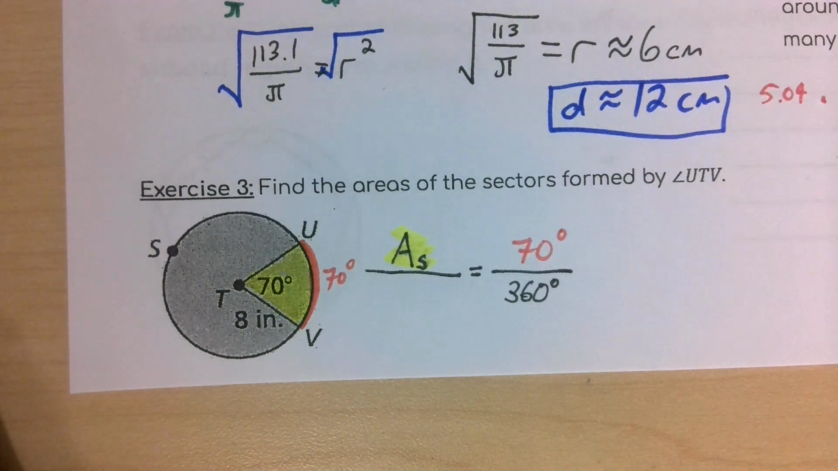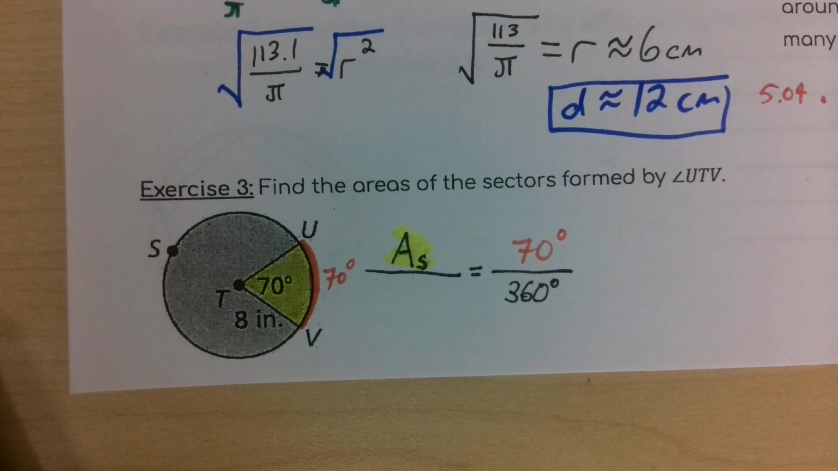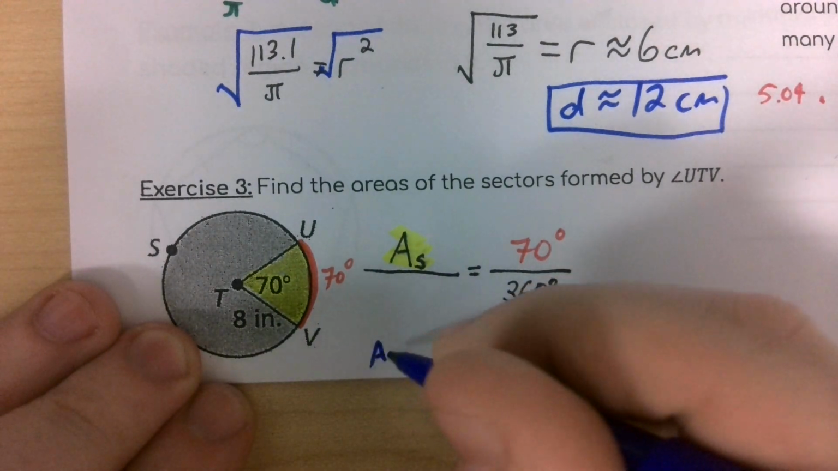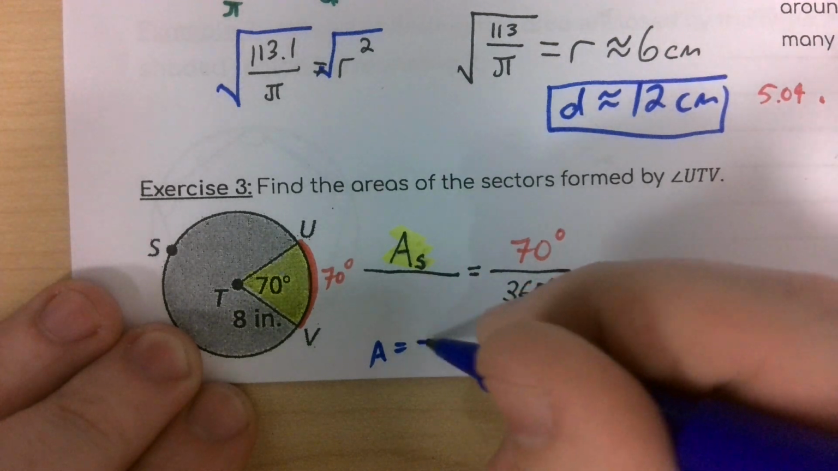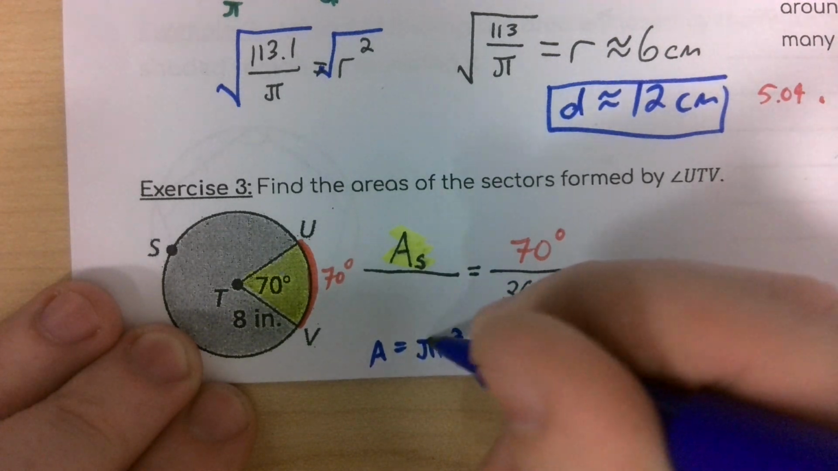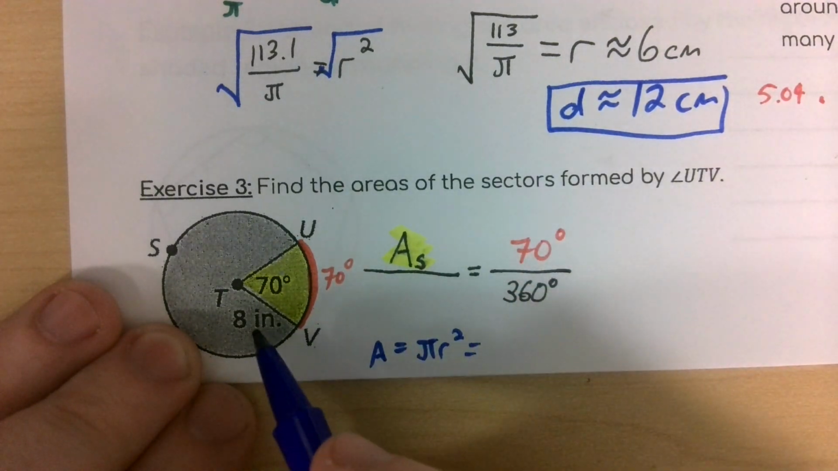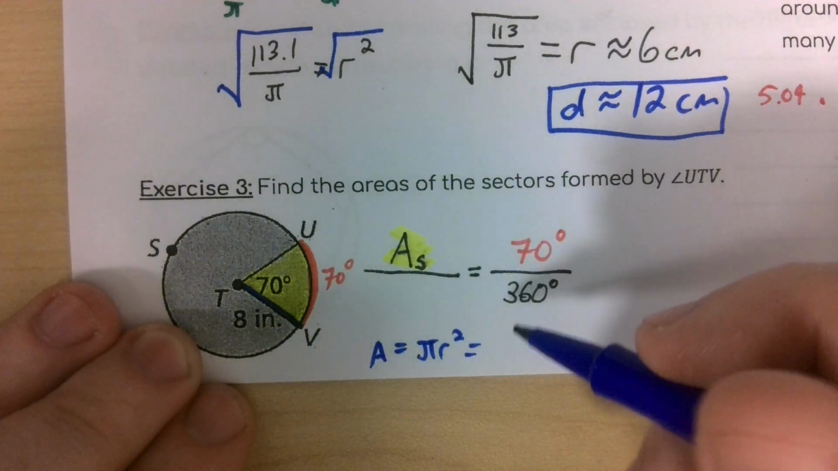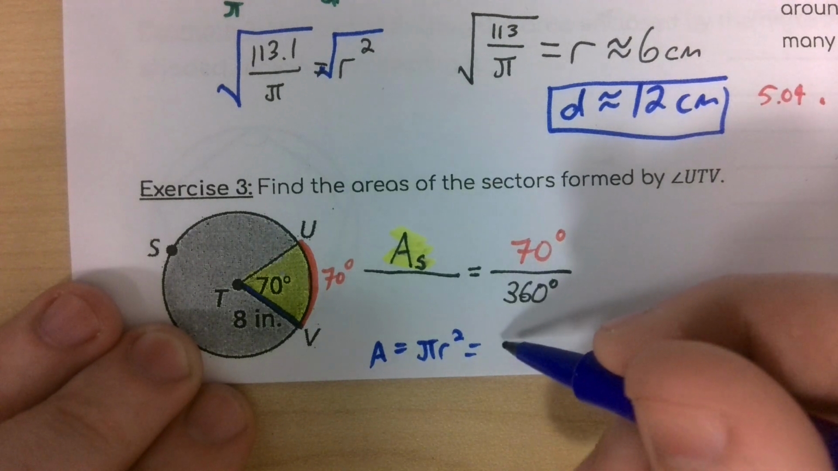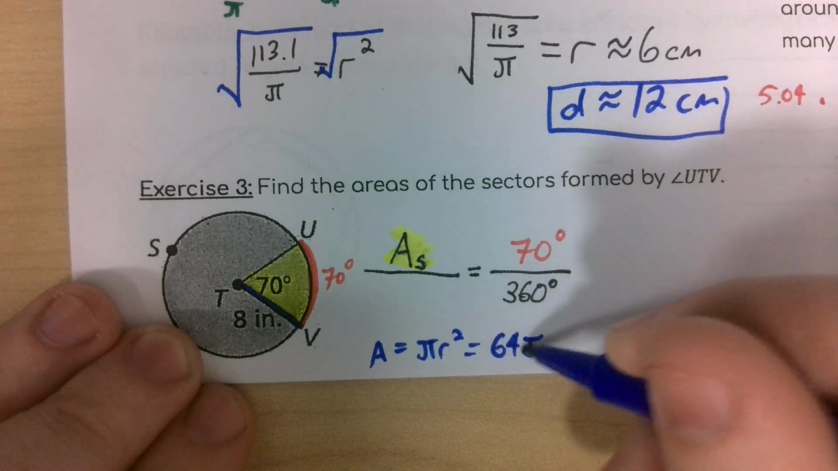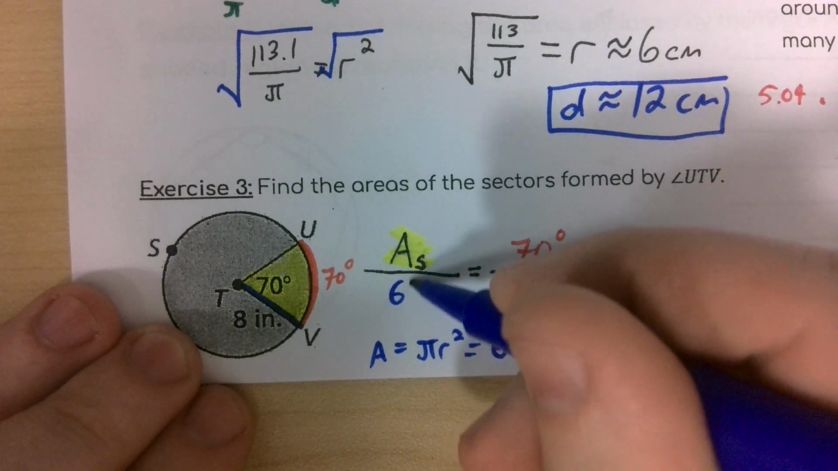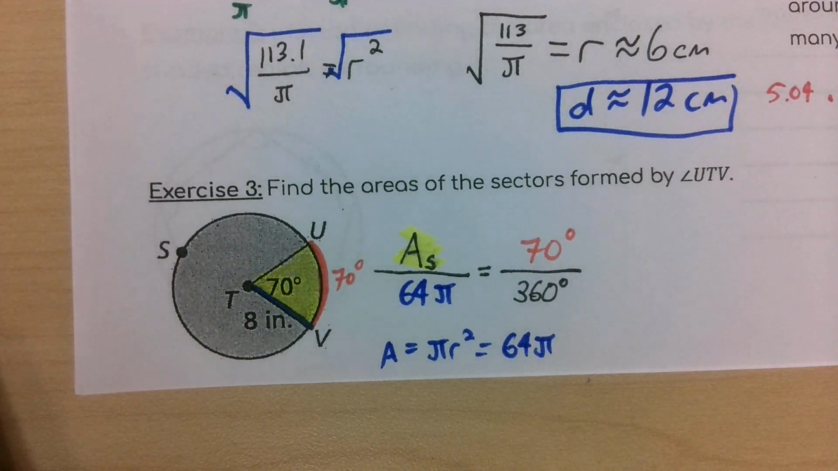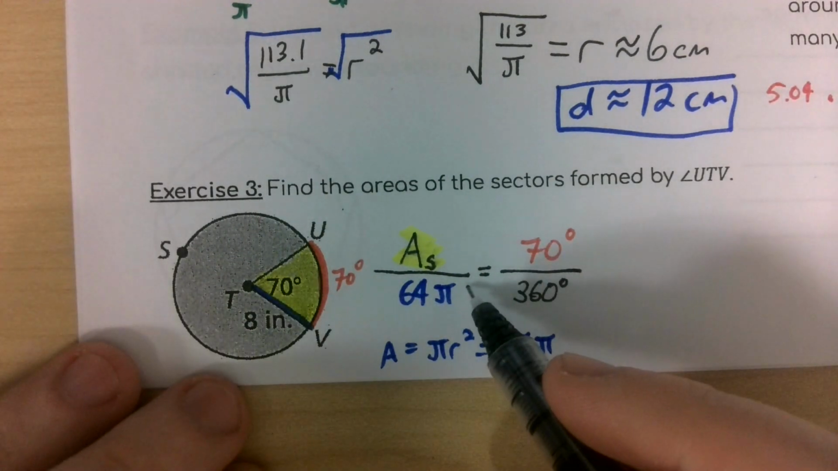But to find the area of the circle, we will have to use our area formula. Remember that the area of a circle equals pi r squared. In this case, our radius that's given to us is 8, so it's just pi times 8 squared. And since 8 squared is 64, we could write it as 64 pi. Now we can solve our proportion.